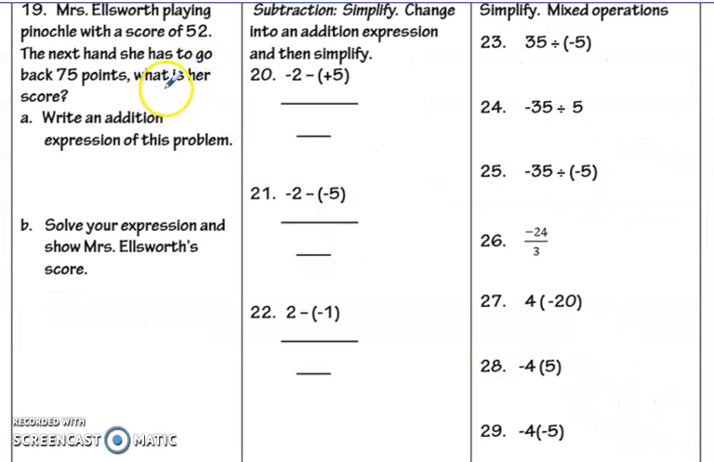Mrs. Ellsworth is playing pinochle with a score of 52. The next hand she has to go back. That's a negative thing. Go back 75 points. What is her score? Write an addition expression for this problem here. So we'll take 52, which is positive, and it's addition, so we can't write just minus. Can't write minus or subtract 75. We've got to write plus. That's a negative 75 points.